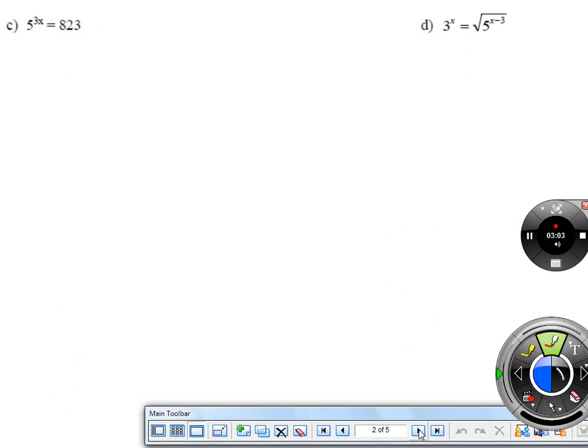Now, in these problems, it would be a problem. When I look at C, I see 5 and 823. I don't know a lot about the number 823, but I don't feel like it can be written as a power of 5. So I'm struggling there. And you can see in part D, we have bases of 3 and 5, and that's a struggle as well. So what I'm going to do here is I'm going to go ahead and take the logarithm of both sides of the equation. So I am going to take the log of 5 to the 3x. And I'm going to take the log of 823.